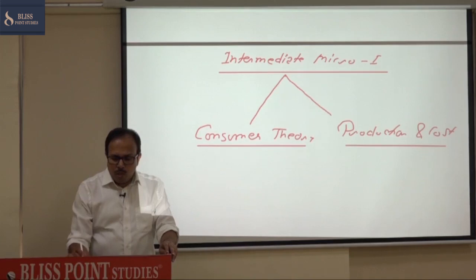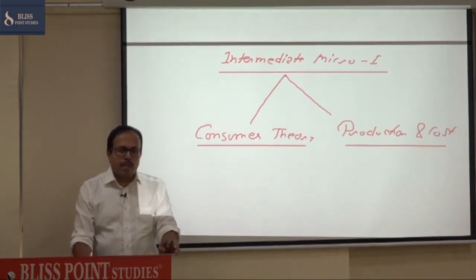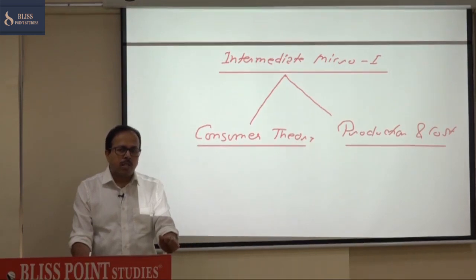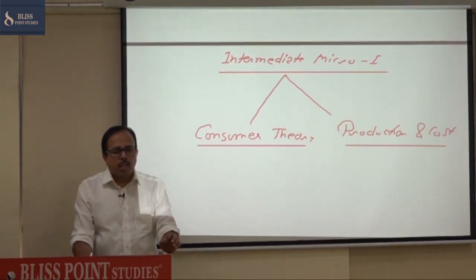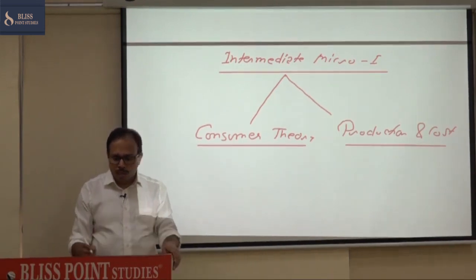In consumer theory, the main reference book will be Hal Varian. Starting from chapter number 2, budget constraints, then chapter 3, preference, chapter 4, utility, chapter 5, choice, chapter 6 revealed preference, then buying and selling, Slutsky equation, intertemporal choice, risk. तो वो सारे चैप्टर्स बेसिकली आपको कवर करने हैं.